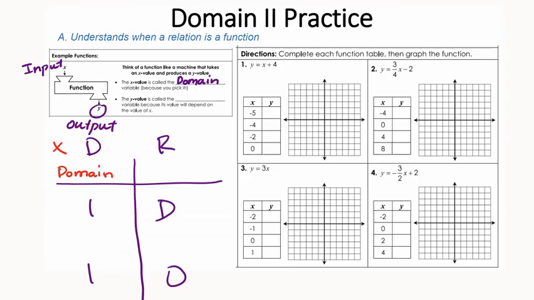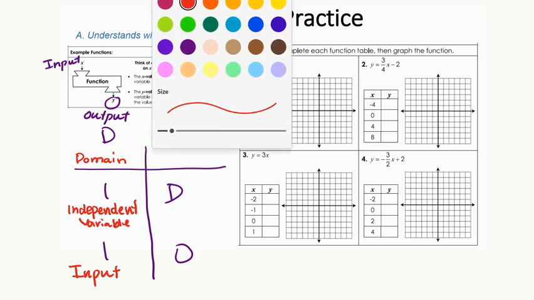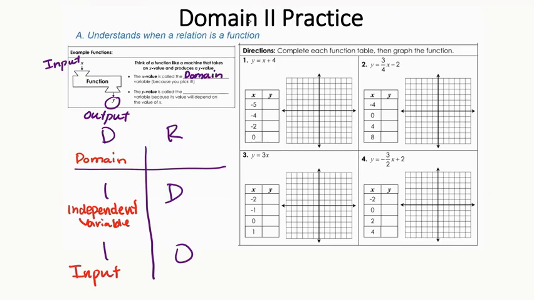I means independent variable. Another I means input. But the meaning of these is just the value of X. Let me highlight that. The meaning of this is just these are the values of X. You can use the word domain, independent variable, or input.